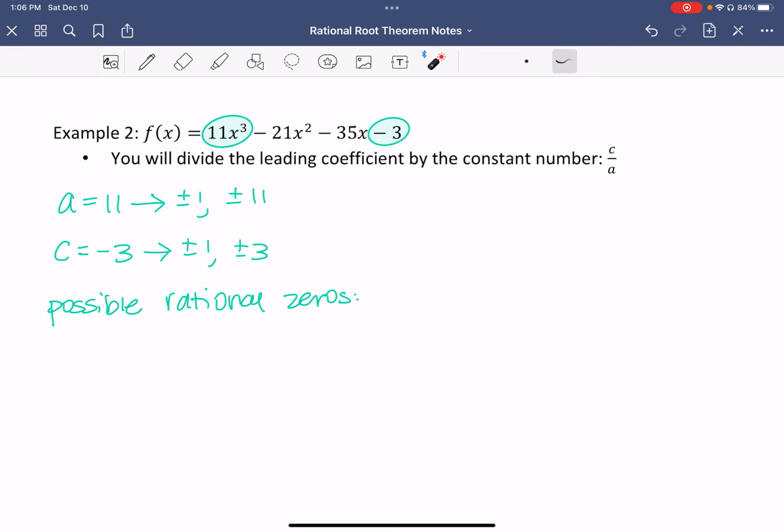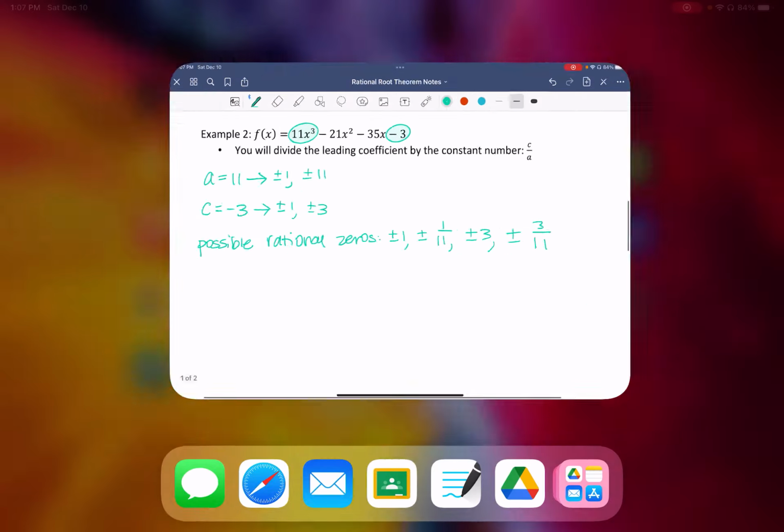Okay, so the first C and A values are 1 divided by 1, which just equals 1. So plus or minus 1. The second one is 1 divided by 11. So plus or minus 1 over 11. Now that we're done with this 1, we're going to move to the 3. So now we're at 3 divided by 1. 3 divided by 1 is just 3. So I'm going to just do plus or minus 3. And then we have 3 divided by 11. So plus or minus 3 over 11. Okay, so 8 possibilities here. Now we're going to graph it to see which ones actually appear on the graph.